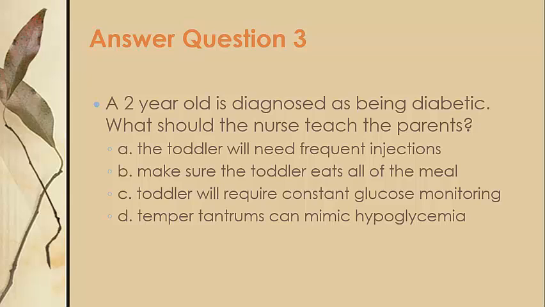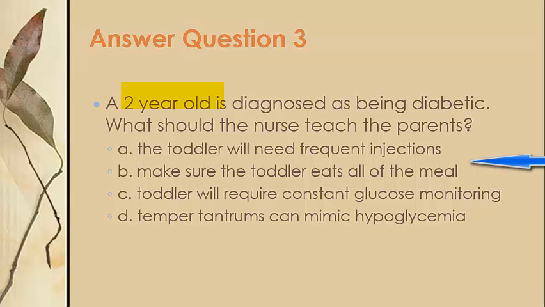Okay, let's go back to the answers and the stem. What the question is basically asking is, what do we know about 2-year-olds and their developmental stages? So, the toddler will need frequent injections. Well, not really. The toddler may need an increase in the amount of insulin, but the number of injections will not necessarily change. Make sure the toddler eats all of the meal. If anyone knows a toddler, you know that the toddler's eating habits are very unpredictable.